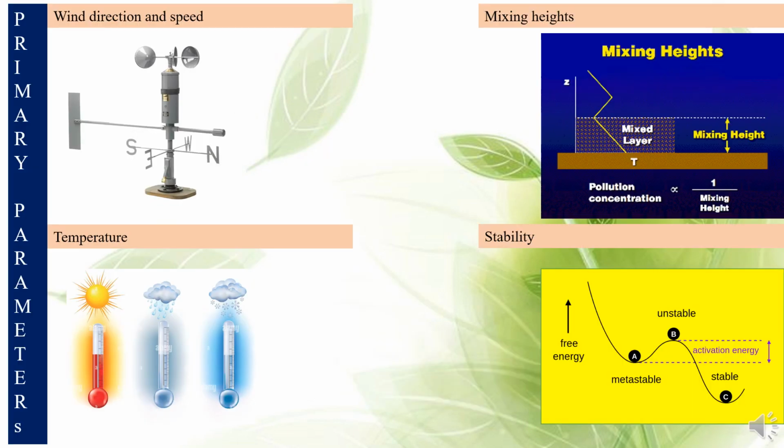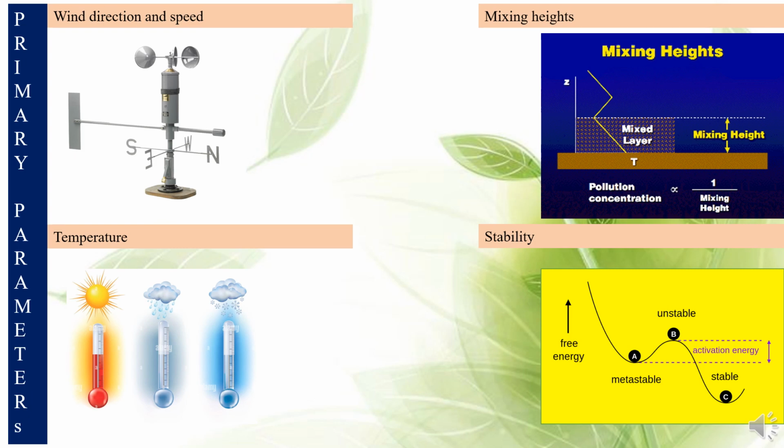So, coming to the primary parameters of meteorology, the first one is wind direction and speed. The dispersion of pollutants is based on the prevailing wind speed and wind direction. The higher speed carries the pollutants to longer distances, and at lower speed, dilution of pollutants is less. Concentration of pollutant is inversely proportional to the wind speed.